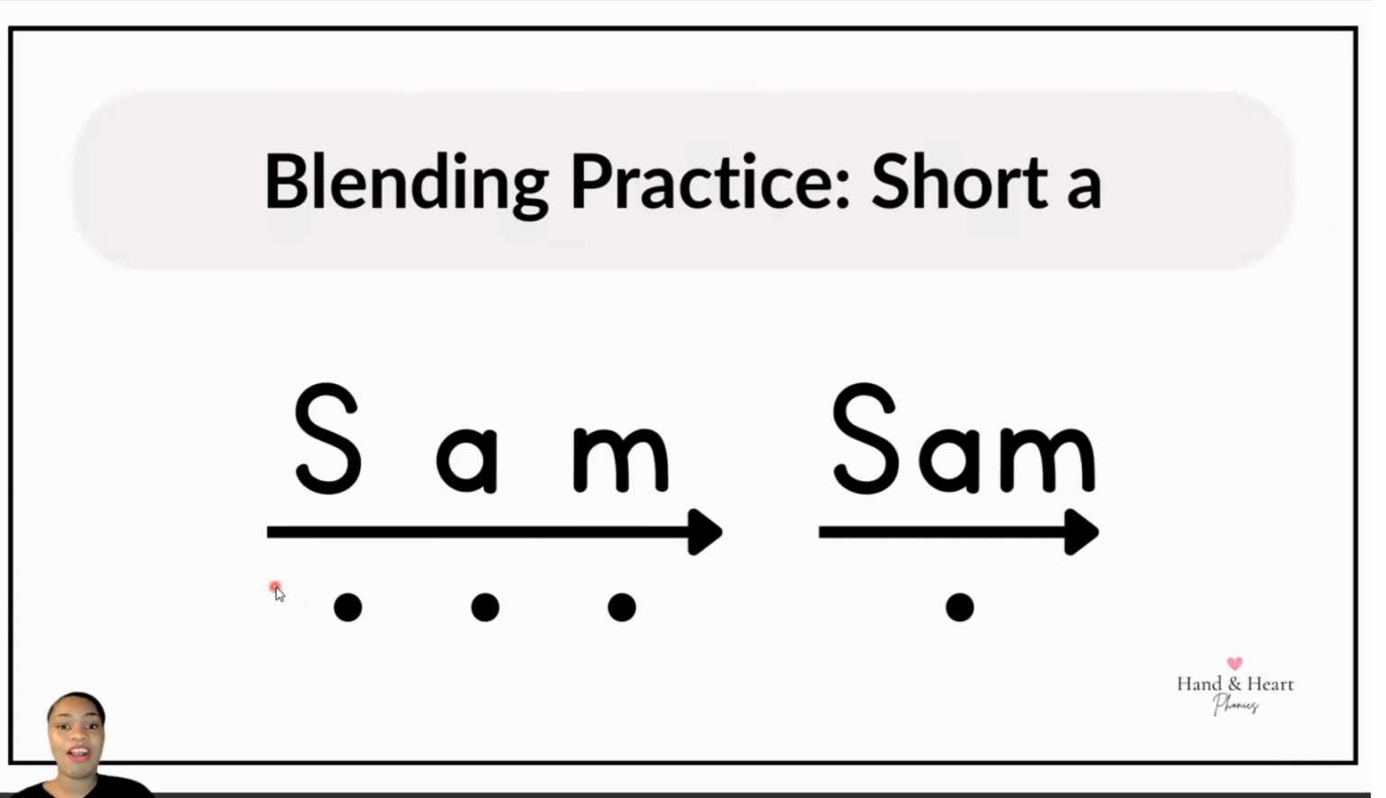Okay, we're going to take our am and add an S to the beginning. It's going to change the word. Listen as I blend. Am, Sam. Blend with me. Am, Sam. Blend by yourself. Yes, this is the word Sam. What word? Very good. Notice that the S is a capital letter because Sam is a name.